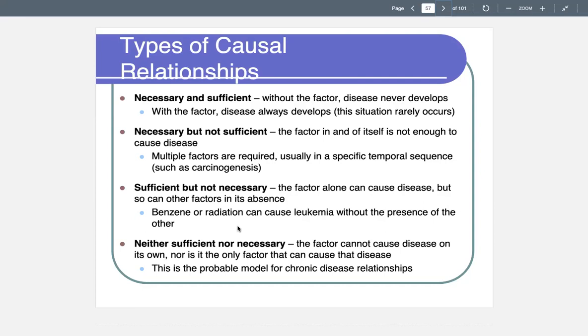Okay, neither sufficient nor necessary, the factor cannot cause disease on its own, nor it is the only factor that can cause the disease. Okay, that this is a probable model for a chronic disease relationship, no? 'Di ba pag mga chronic disease kasi class, no, they are from acute disease na slowly nagpo-progress, no? Bakit nagpo-progress into a chronic disease? Kasi maraming factors. Okay, maraming factors yung kung bakit siya nagpo-progress into a chronic state of disease.